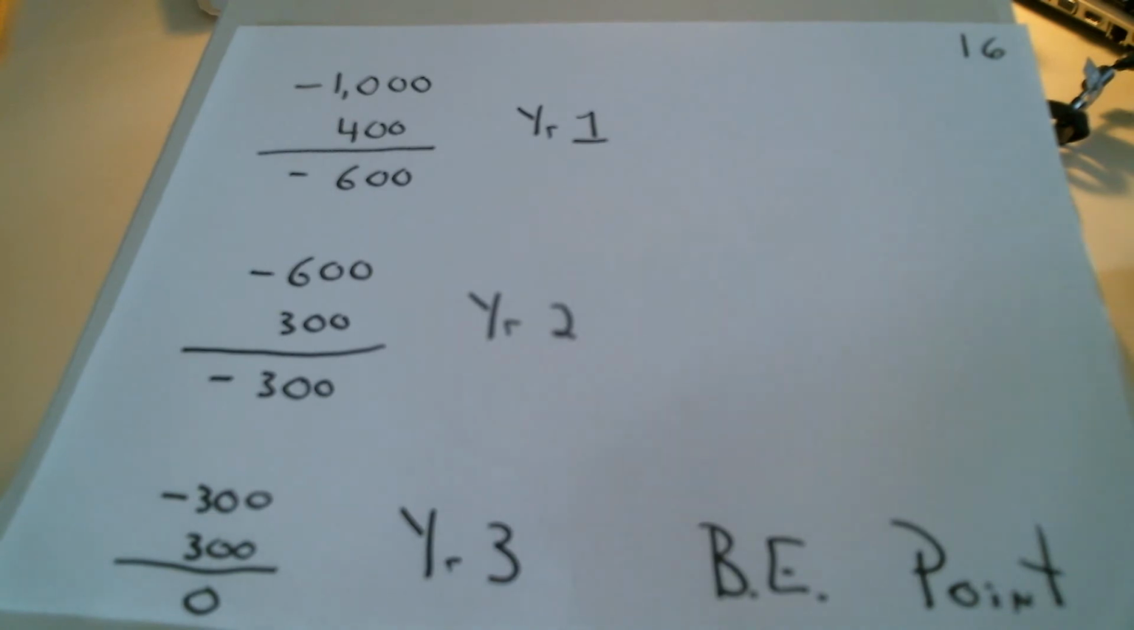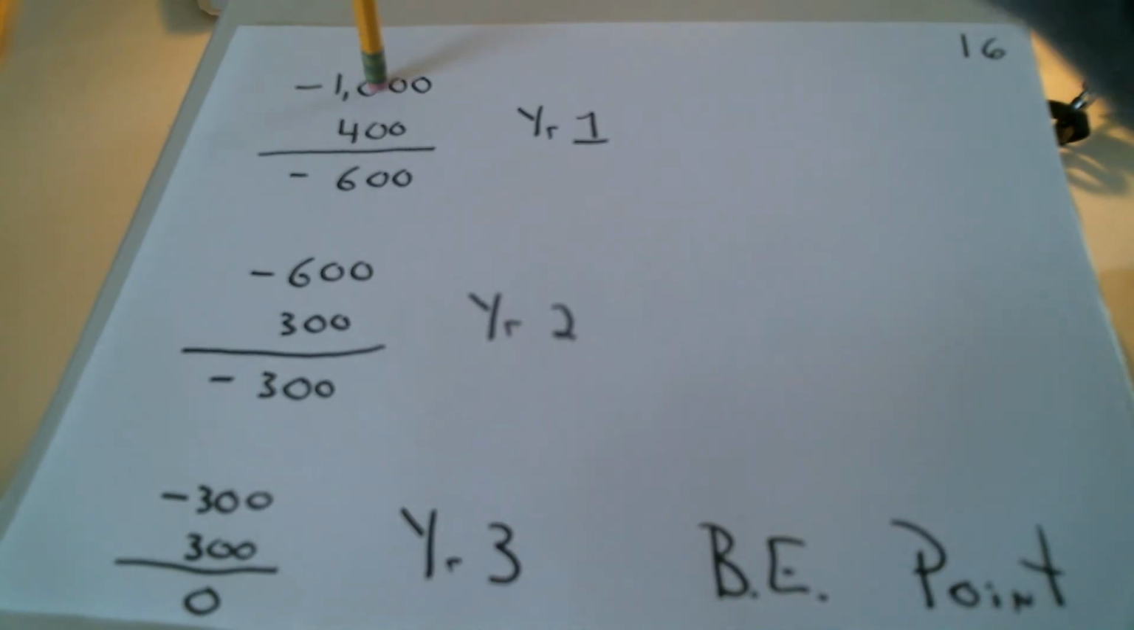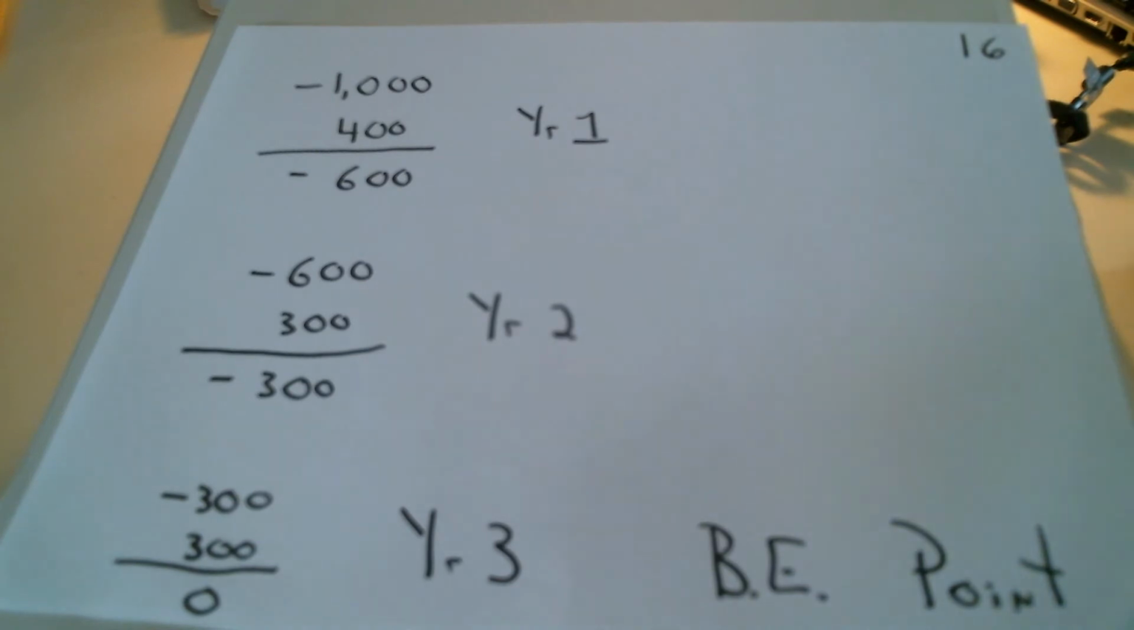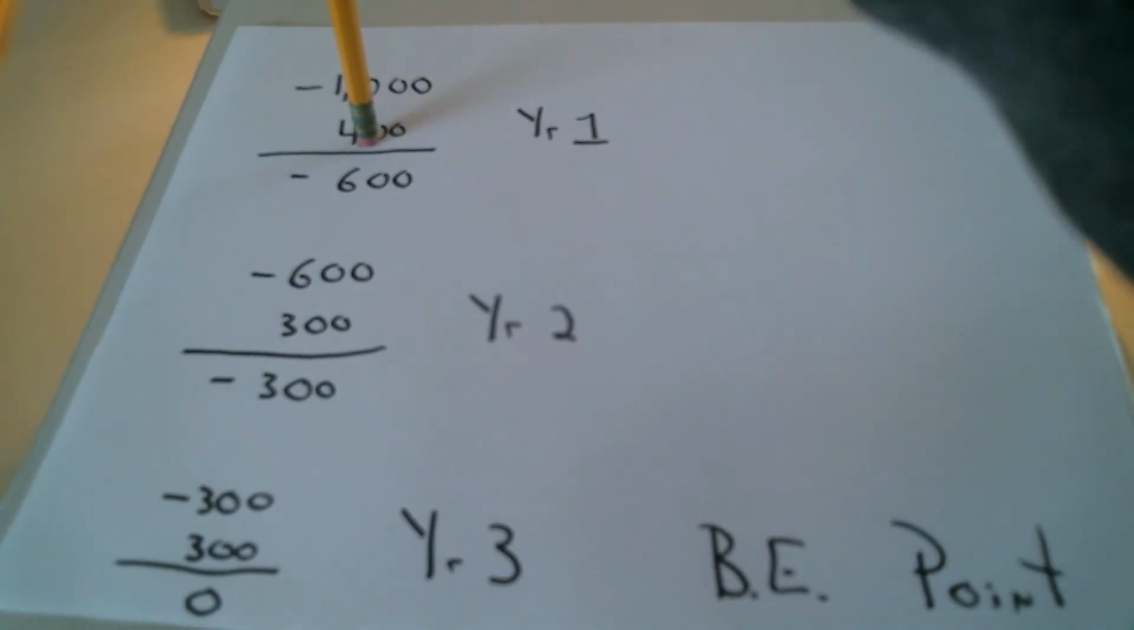Again, we paid $1,000. We invested in some project. We received various cash flows over the following years. So we want to see, when do we break even? When do we get what we paid for? When do we get that money back? Okay, so we paid $1,000. First year we received $400.